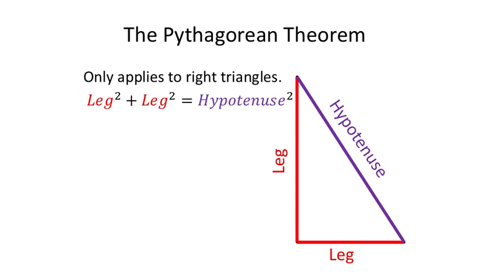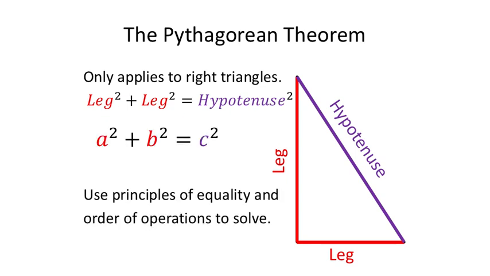So we've seen it like this. We worked with this formula last time, but if you'd like to see it as a squared plus b squared equals c squared, you can. Either way, we'll end up using principles of equality and order of operations to solve, which means that having a calculator will be very handy because it's going to simplify a lot of the work for us.